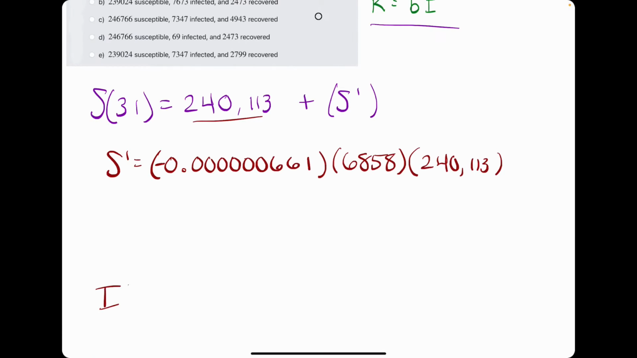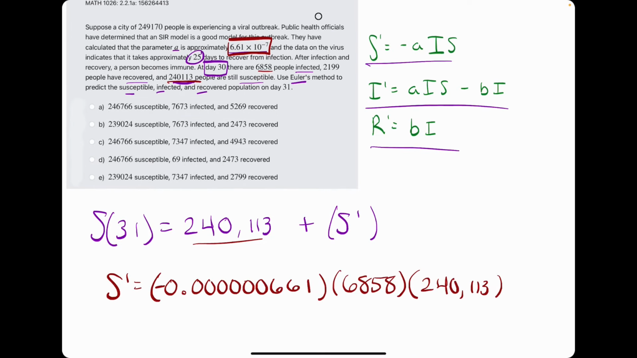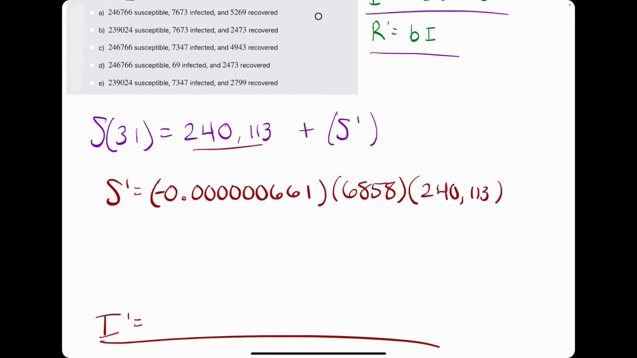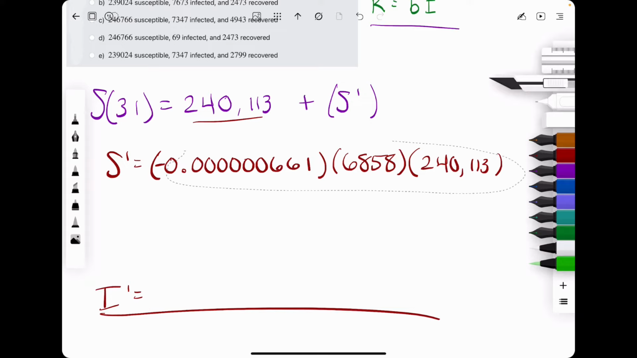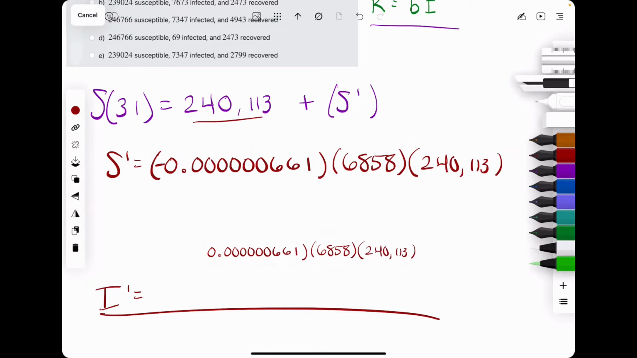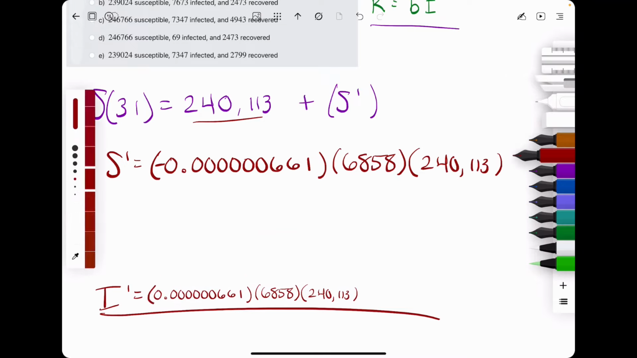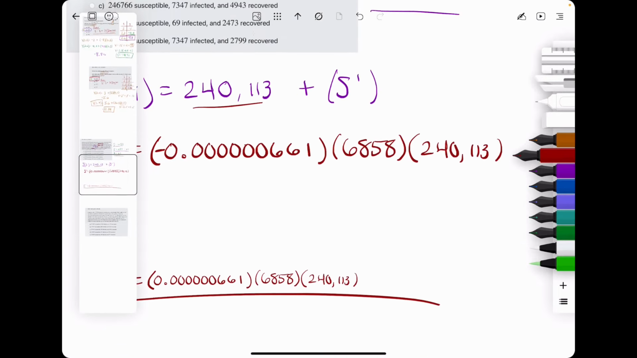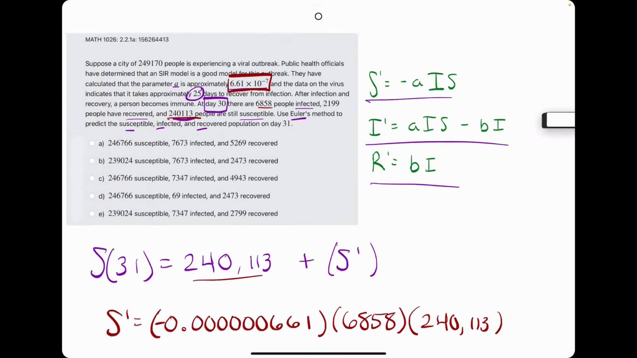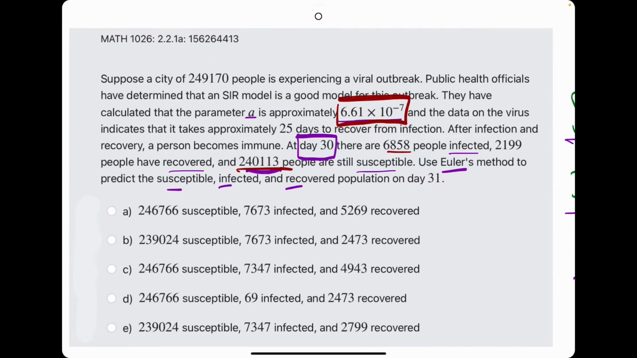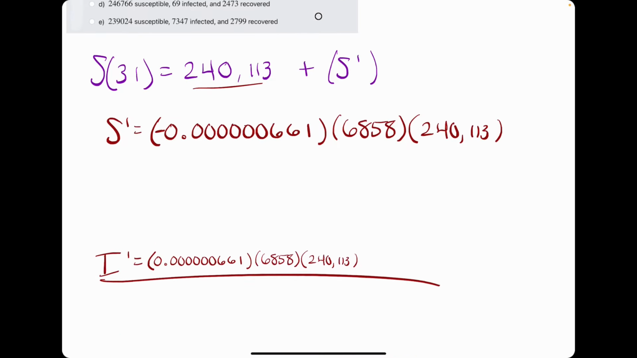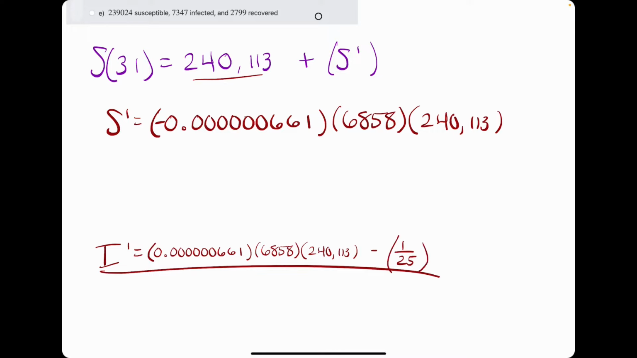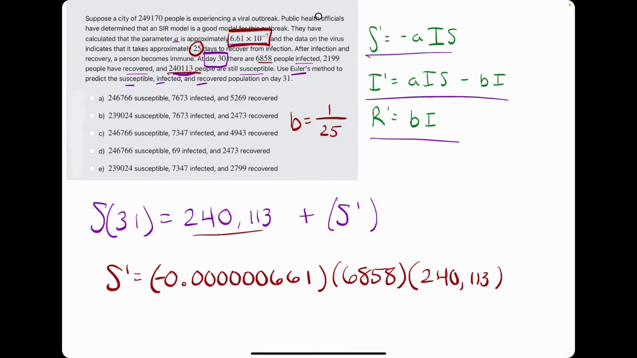But before we do that, I'm going to go ahead and find the I prime and R prime values. We will do the same thing. I'm just going to copy this to save time, because this becomes the first part of I prime. I'll shrink it down and tack on this. Again, the A is positive here, so I'll leave it as a positive. Then we're subtracting BI. B, if you recall from before, with 25 days to recover, will be 1 over 25. It's always 1 divided by the number of days to recover. So we have minus B, 1 over 25, times I, which is the infected, so still 6858.